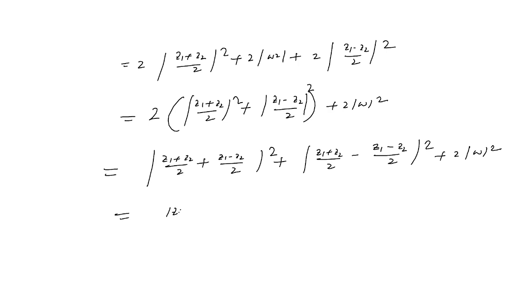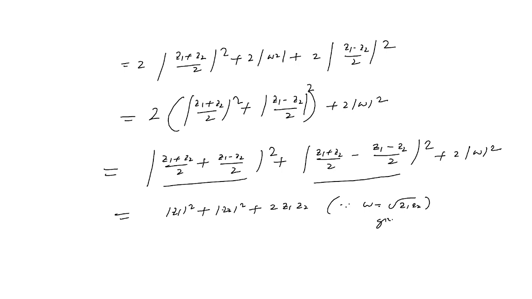So it will be |z1|², then we calculate again the second term. This will be |z2|² plus 2|z1 z2|. Why? Because w equals the square root of |z1 z2|. It is given. So this value will be |z1|² plus |z2|² plus 2|z1||z2|. We can write in that format. This value will be (|z1| + |z2|)². So what we get? We get the answer now.